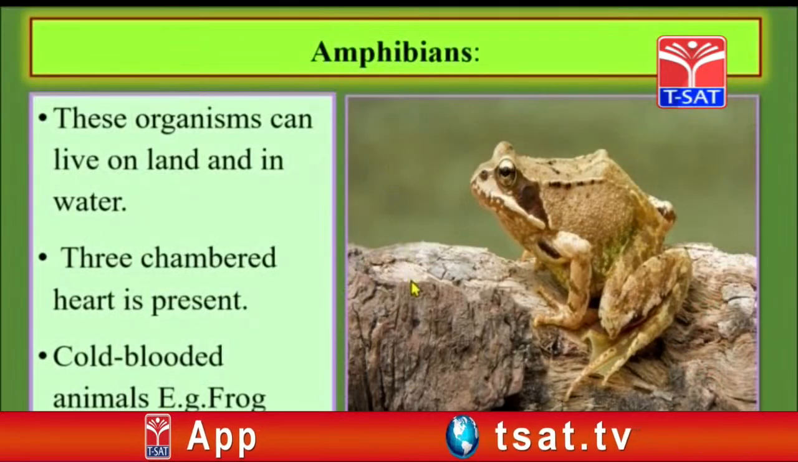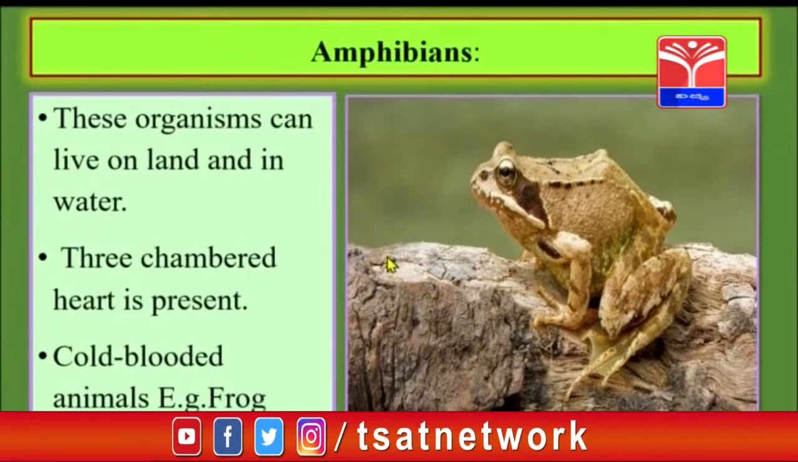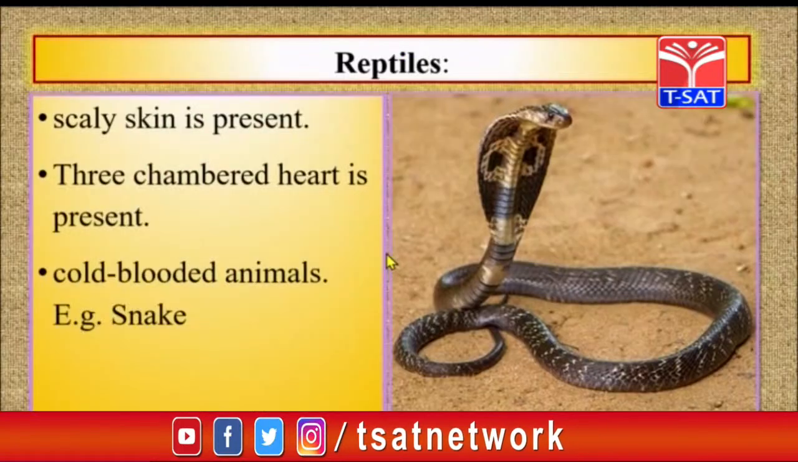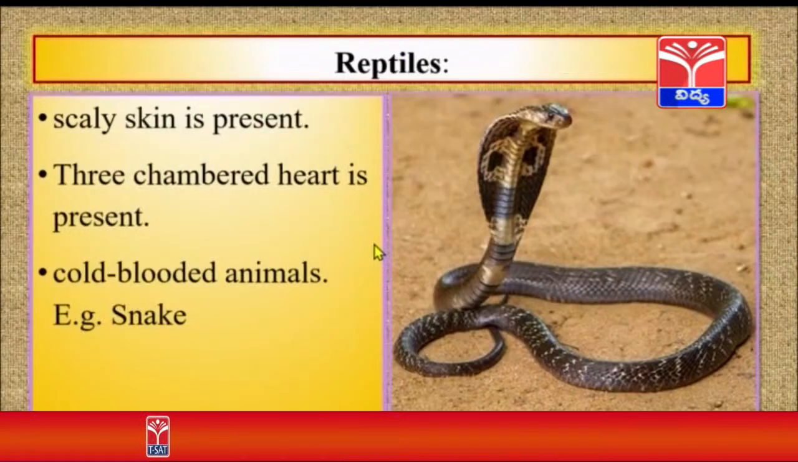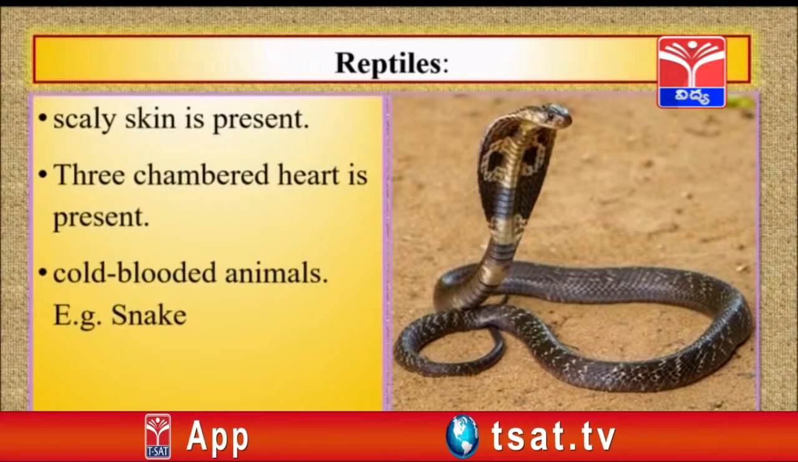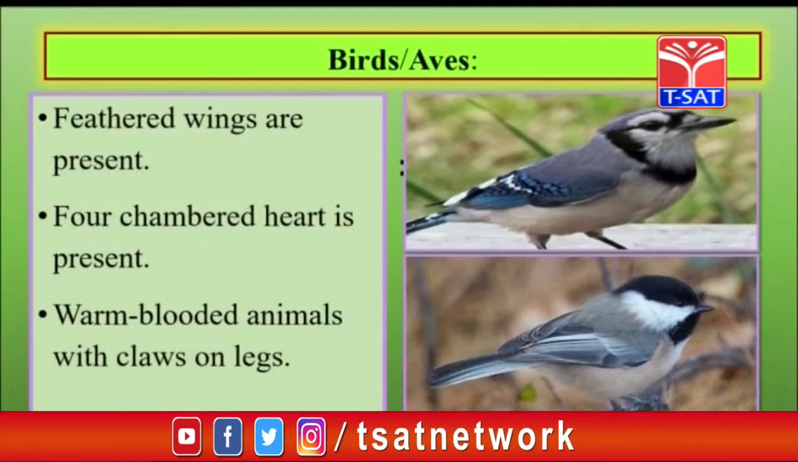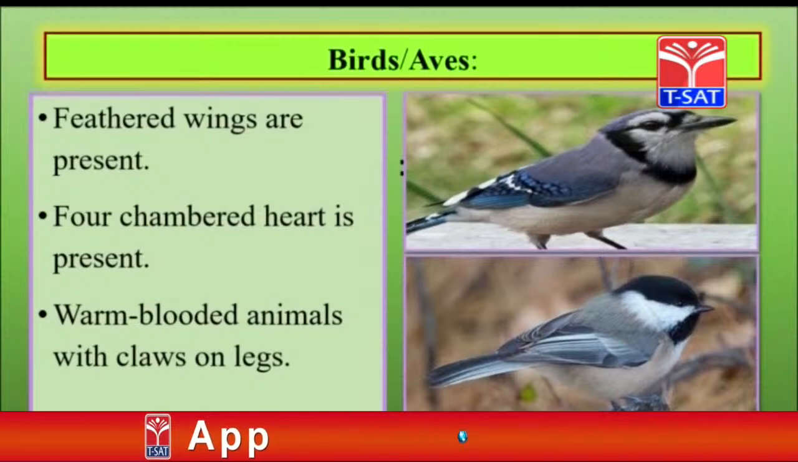Amphibians, these organisms can live on land and in water. A 3-chambered heart is present. These are also cold-blooded animals. Example, frog. Reptiles, scaly skin is present. They have a 3-chambered heart. These are also cold-blooded animals. Snake, garden lizard, etc. are examples for reptiles. Birds are aves. Feathered wings are present.